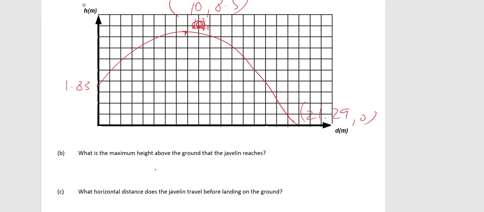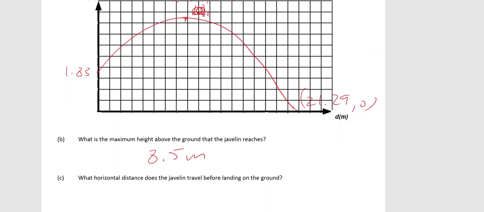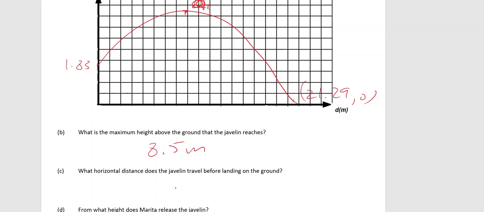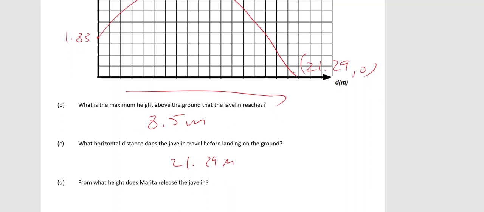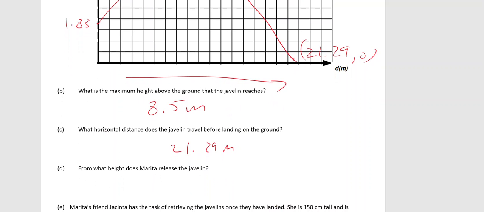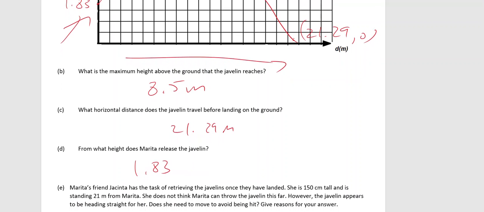Alright, let's answer the question: what's the maximum height above the ground the javelin reaches? So it's 8.5 meters. What horizontal distance does the javelin travel before reaching the ground? So 21.29 meters, because that's how far it's traveled. From what height did Marita release the javelin? So 1.83, because that's the y-intercept, that's the height from which she threw it.